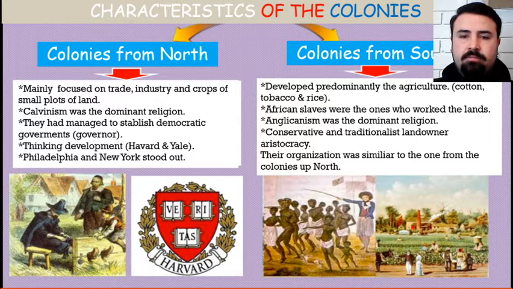Colonies from the South predominantly developed agriculture: cotton, tobacco, and rice. African slaves were the ones who worked the lands. Anglicanism was the dominant religion. They had a conservative and traditionalist landowner aristocracy. Their organization was similar to the one from the colonies up north.